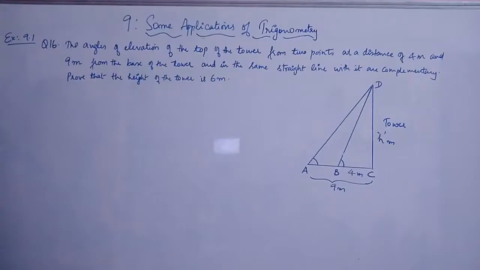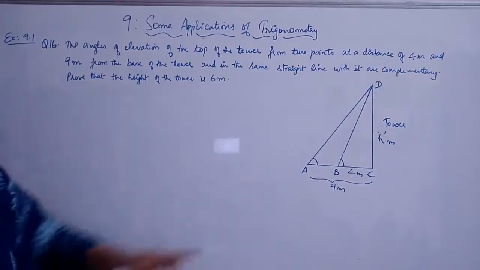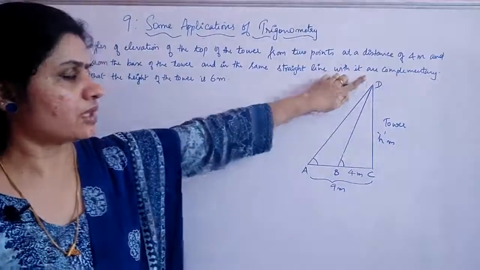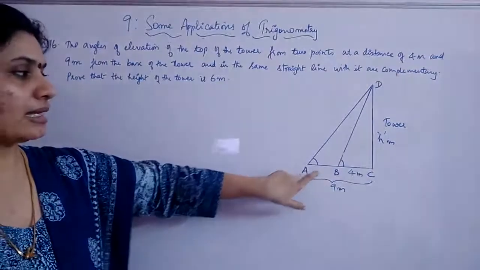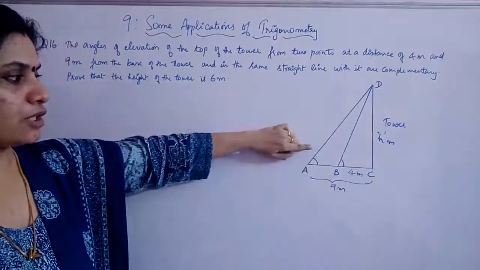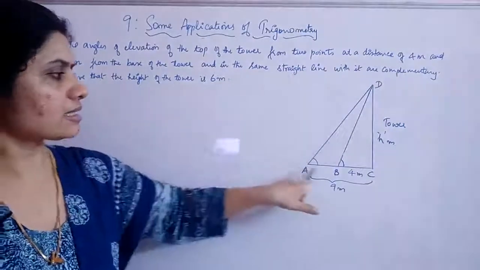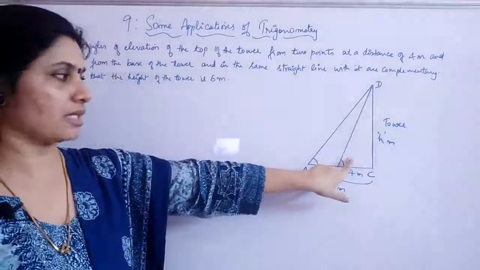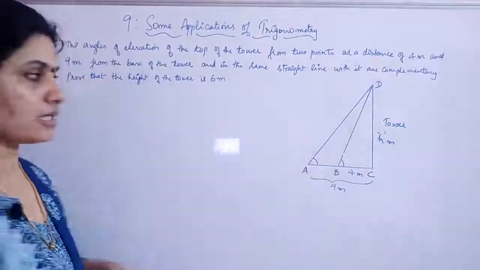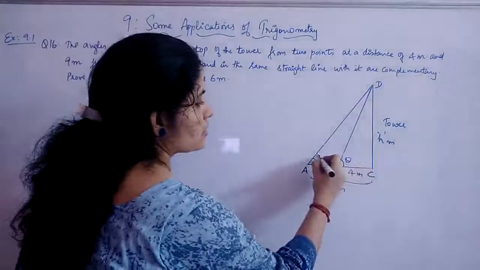Question number 16 is the angles of elevation of the top of the tower from 2 points at a distance of 4 meter and 9 meter from the base of the tower and in the same straight line with it are complementary. So what is given? This is a tower and this is the top of the tower, and the angle of elevation from 2 points, that is, let first point be A and second point be B. So from A and B you have angles of elevation, but how they are? They are in the same straight line and they are complementary to each other. That means if I am taking this to be some angle, that is theta, this will be 90 minus theta. So suppose this is theta, then this will be 90 minus theta.